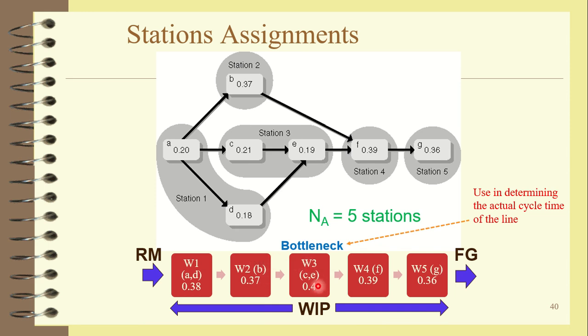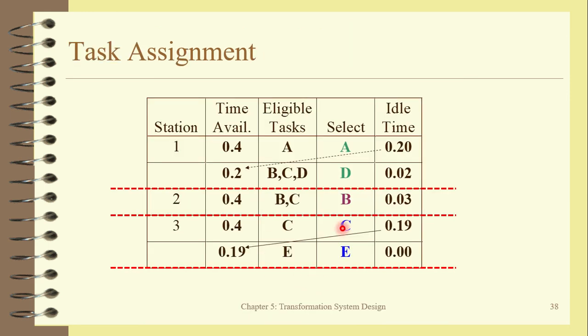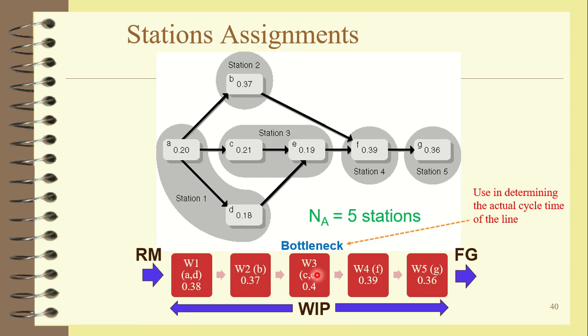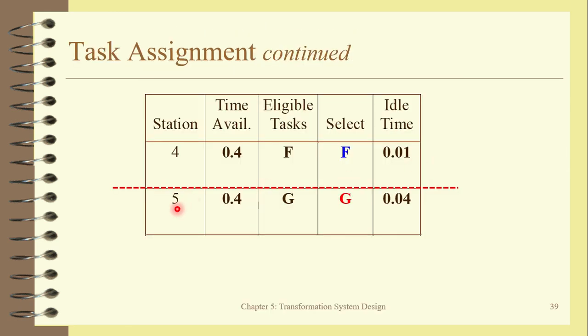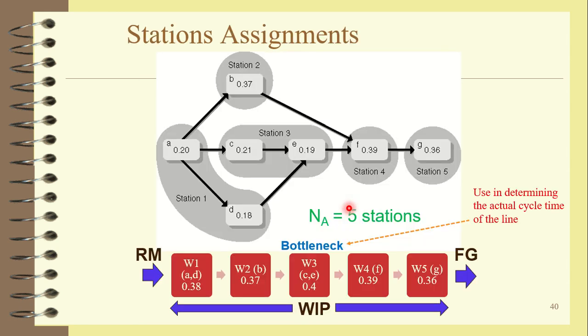And then workstation 3, C and E, right? Put C and E here. Workstation number 3, C and E require 0.21 plus 0.19, so it's equal to 0.4. And workstation number 4, okay, F, just only one F, requires 0.39, put here. And the final one, station number 5, you put G here, and the workstation time of workstation 5 is equal to 0.36, right?